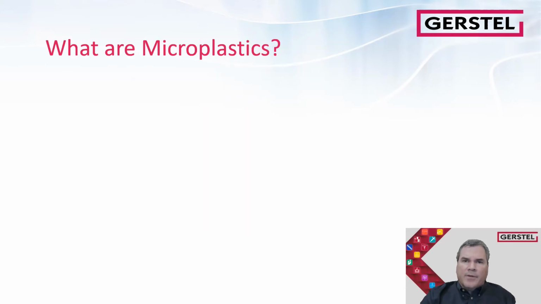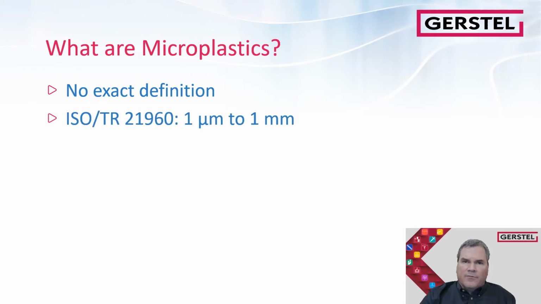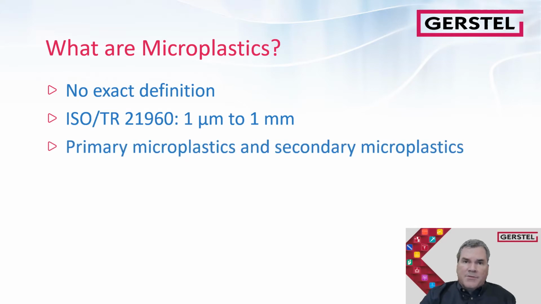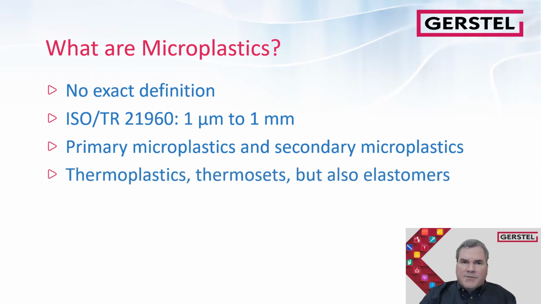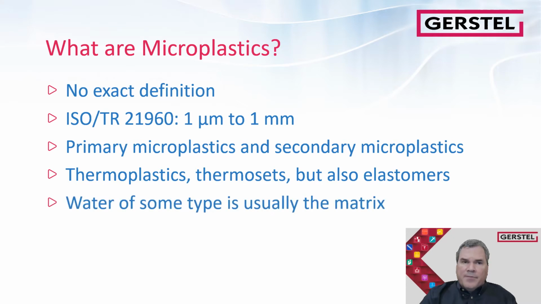So what are microplastics? Now, there's no exact definition. There is a reference document put together by ISO that references the approximate size. There are primary microplastics, which are built as small pieces of plastic, and secondary microplastics, which are created by degradation of larger pieces of plastic. These plastics can be thermoplastics, thermosets, but also elastomers. Water is usually in the matrix someplace, and there's a number of analytical methods that could be used.